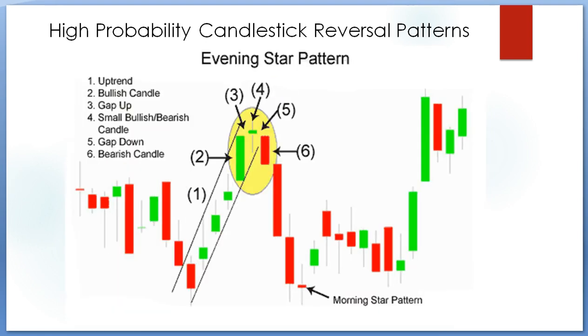Next candlestick pattern is the evening star. The evening star pattern is a 3-candle pattern. It happens at the top of an uptrend. A bullish candle is followed by a small body candle like a spinning top, followed by a bearish candle that breaks the low of that previous candle. And we want to get short right there to take advantage of the sellers taking control.